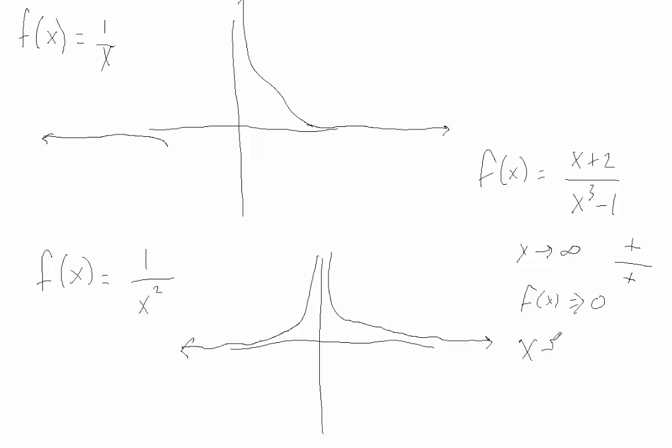Well, how about when x goes to negative infinity? Well, you're going to have a negative number on the top, and a negative number cubed is going to be negative, so you're going to have a big negative number on the bottom.